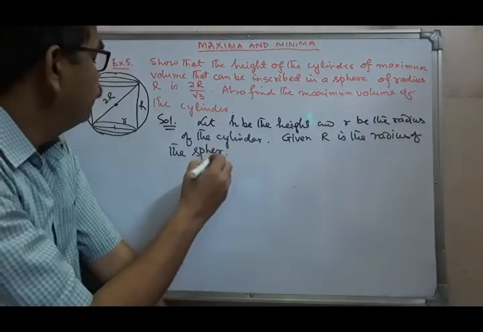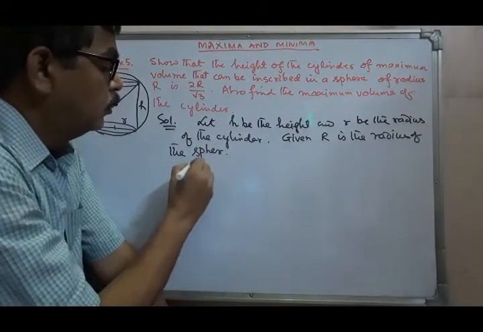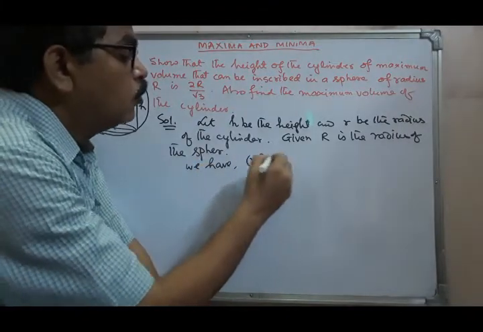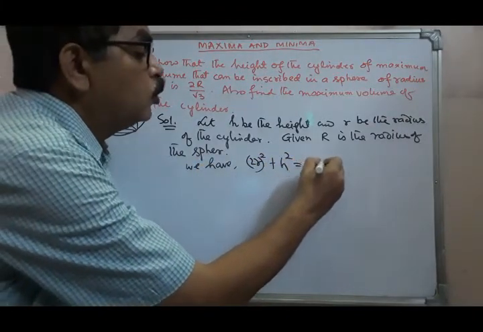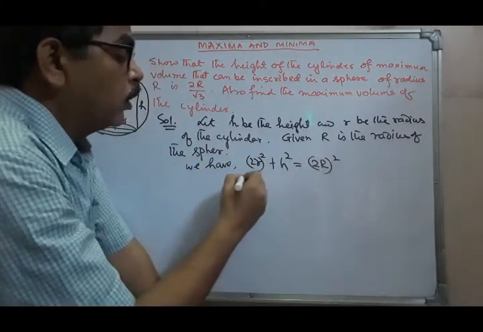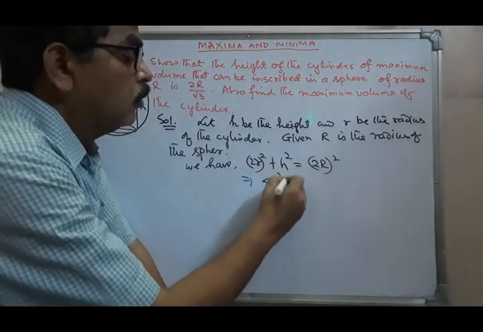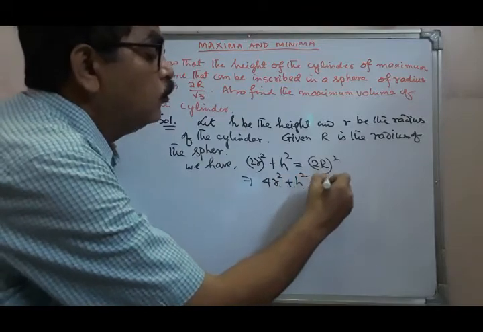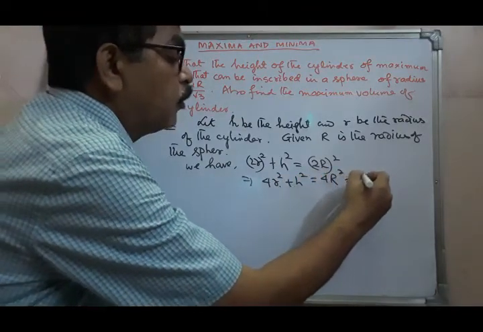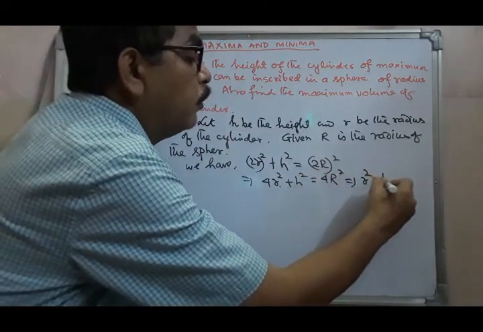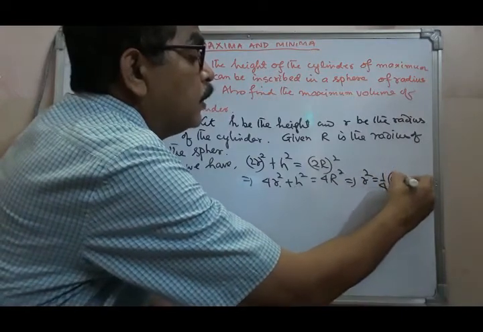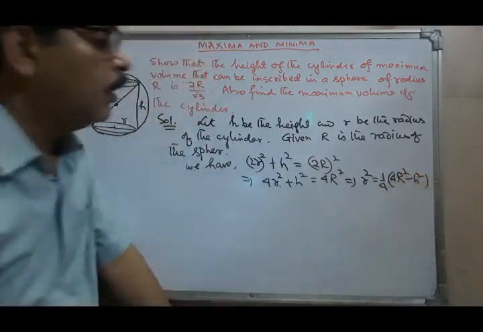So we have (2r) whole square plus h square equals (2 capital R) whole square, that is 4r square plus h square equals 4 capital R square. So from here r square equals 1 by 4 times (4 capital R square minus h square).